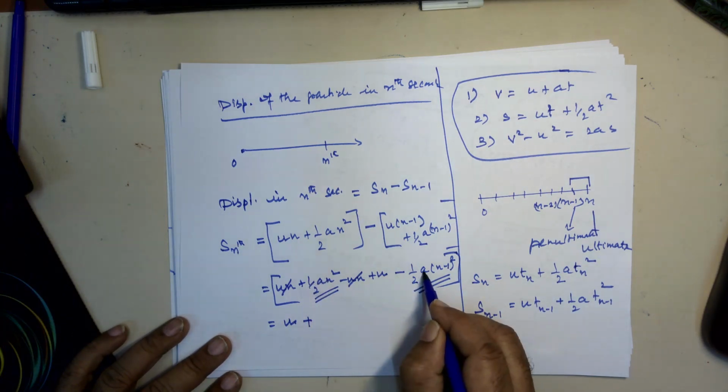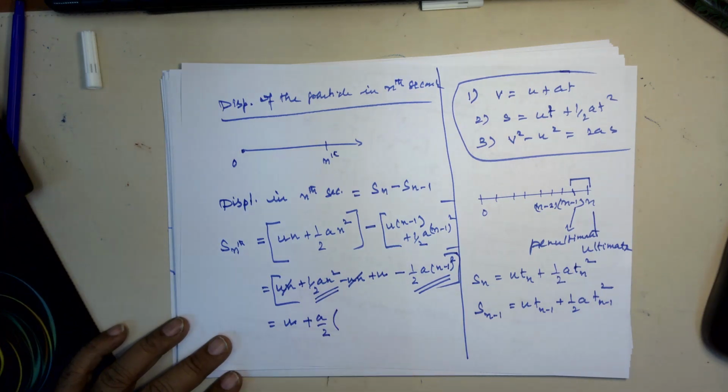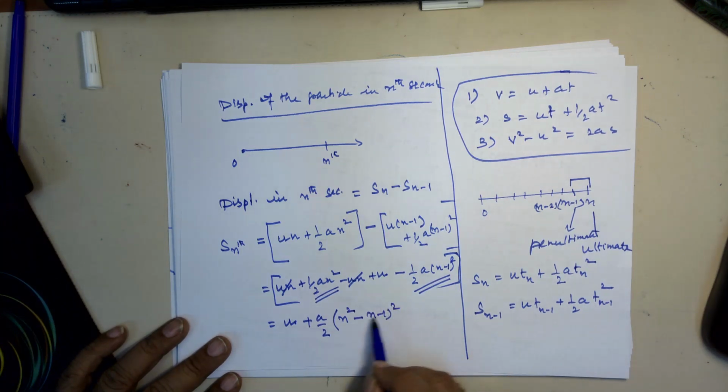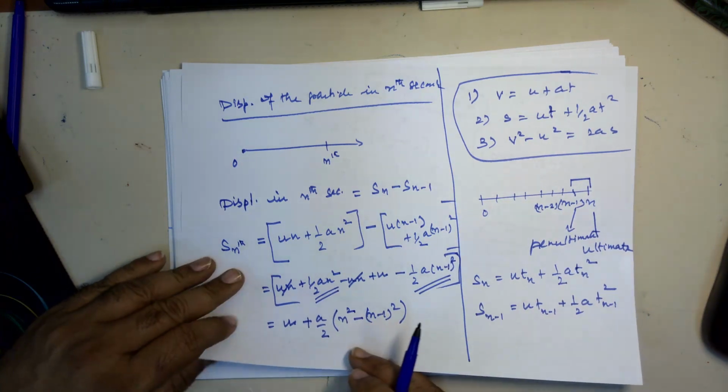So half a is common. So a by 2 is common. So open the bracket. It means n square, right? Minus n minus 1 the whole square. Got it? Okay. Are you following correctly?